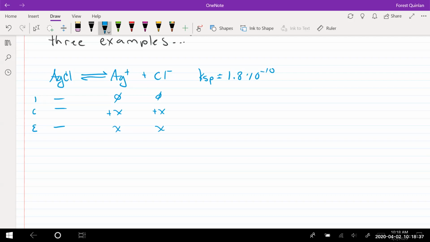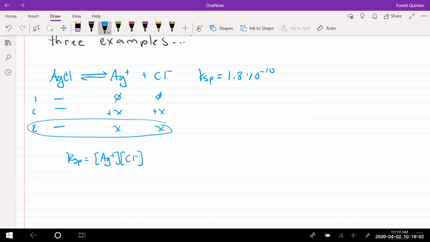What I'm going to emphasize here is that we can skip all of this initial part because we know that the solid won't do anything. We're always going to be adding the requisite number of ions and then solving this. So our KSP is equal to the concentration of Ag plus times the concentration of Cl minus. We know that's going to be x times x is equal to the KSP, which is 1.8 times 10 to the minus 10.